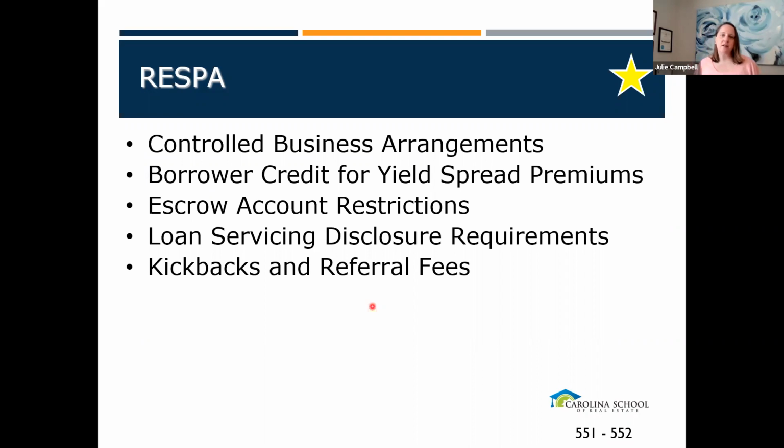RESPA has put a borrower credit for a yield spread premium. A yield spread premium is just a fee made to the mortgage broker. Remember, the lender's yield, the higher the yield, the more sellable it is. And if the lender wants to charge for a yield spread premium, RESPA said, that's not really fair for the borrower to pay. It doesn't help them at all. So if there is a charge at settlement, there needs to be a credit back to that borrower.